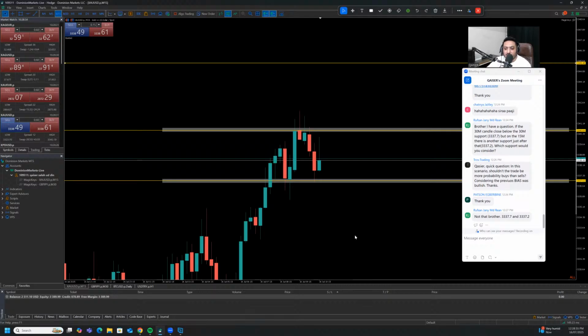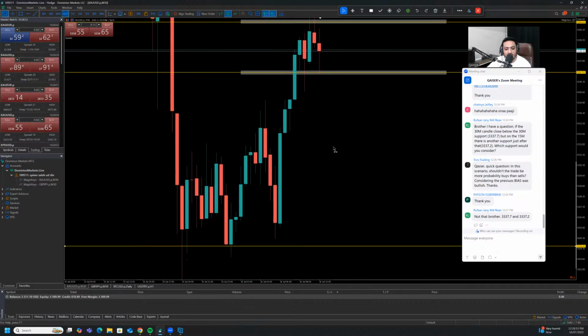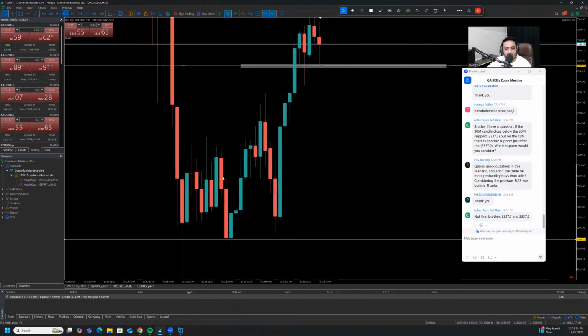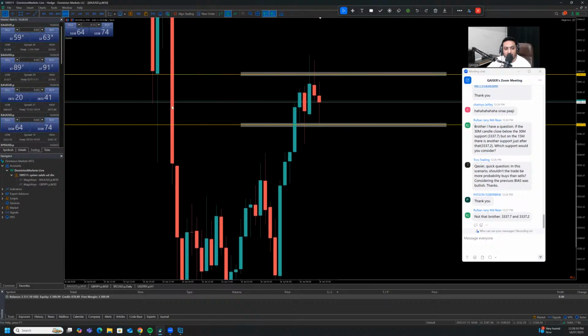Okay, Castle, quick question in this scenario. Shouldn't the trade be more probability buys than sells, considering the previous bias was bullish? No, actually, you know what? Right now we're just doing consolidation. I already explained that if you look at the 30-minute time frame, look at this one. It's just creating higher low, higher low, higher low, higher, and then it just started doing consolidation.